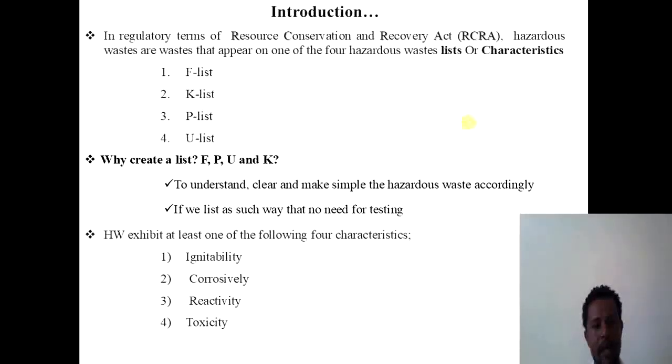Here hazardous waste exhibits at least one of the following characteristics: ignitability, they are corrosive, they are reactive, they are toxic.